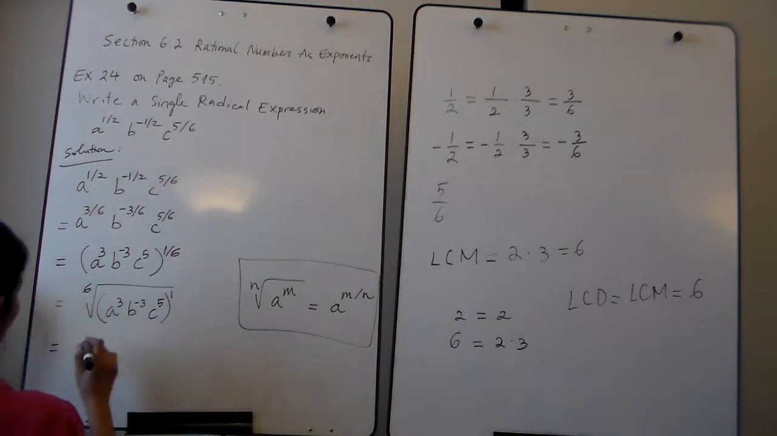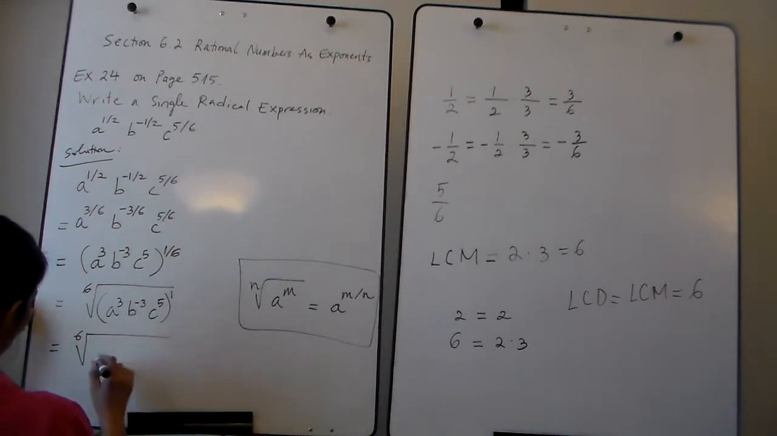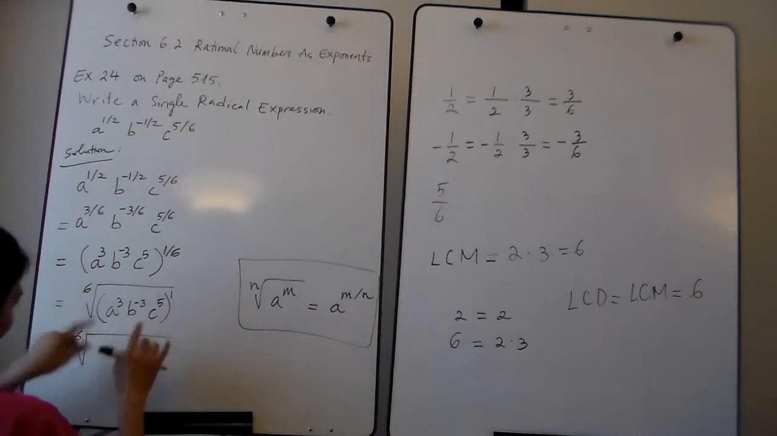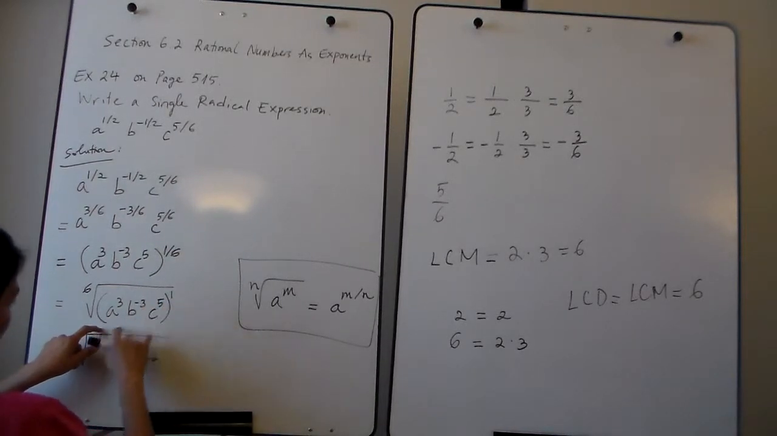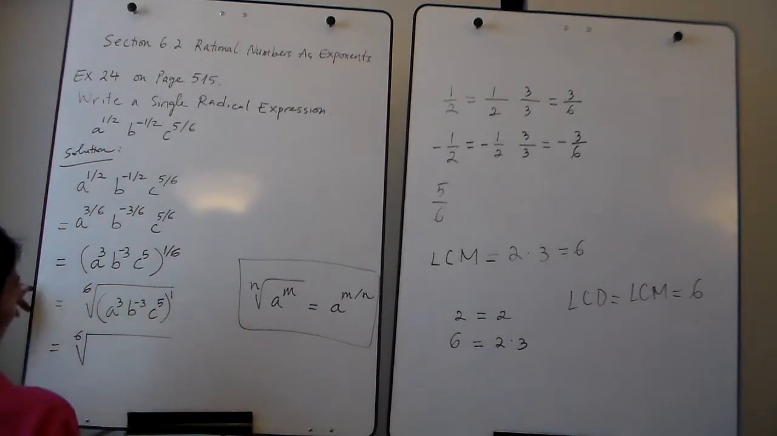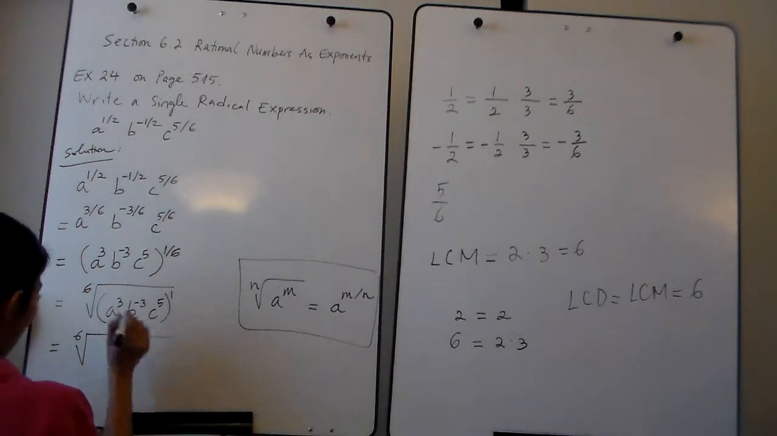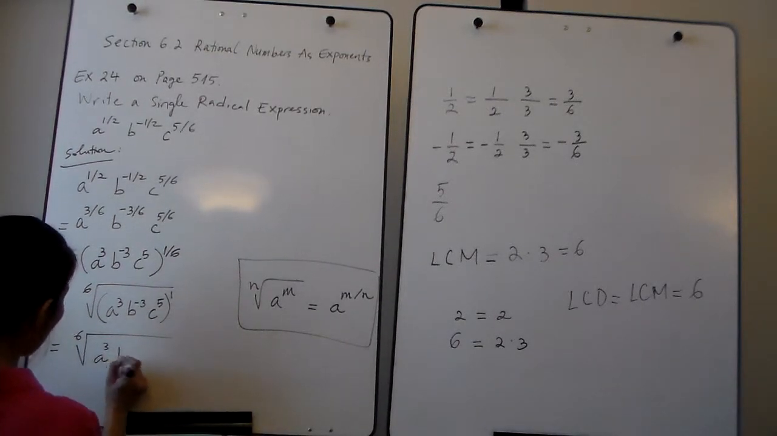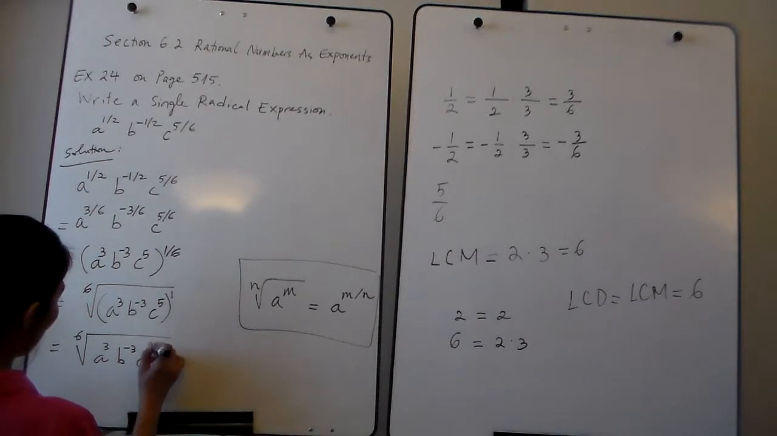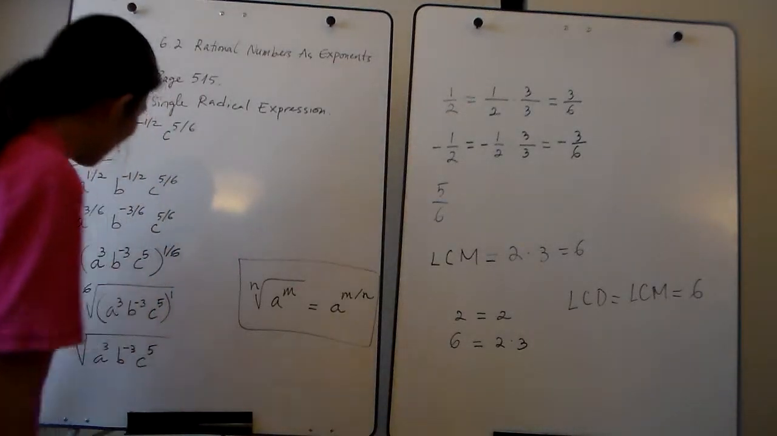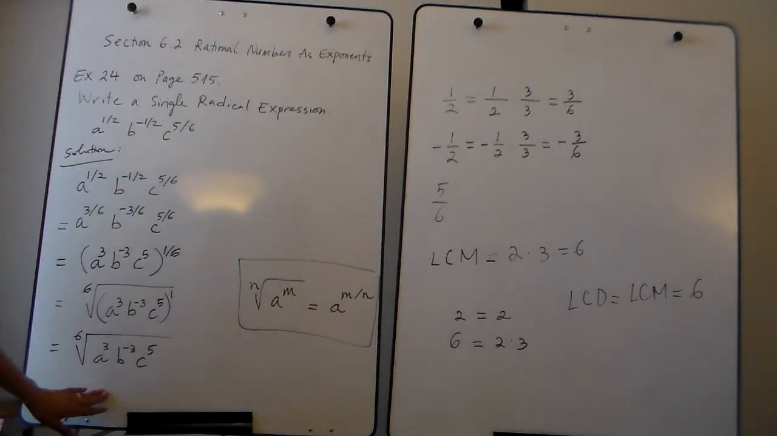Now we can simplify the inside further. 6 root a to, now everything raised to the 1 power or the 1st power will equal itself. So we can simplify the radicand to a to the 3rd times b to the negative 3 times c to the 5th power. Now, since we cannot simplify any further, we're done. So the answer is 6 root of a to the 3rd times b to the negative 3 times c to the 5th.